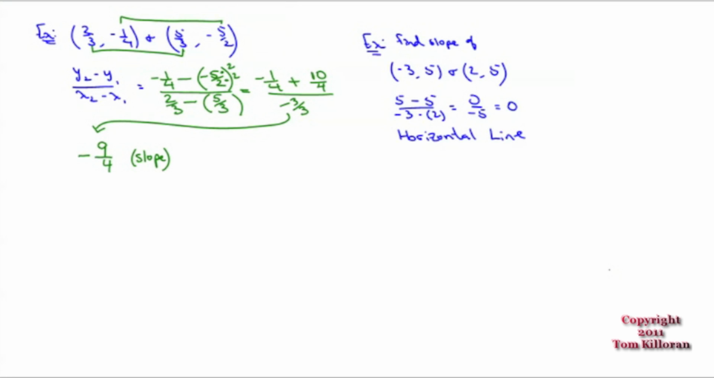If you were going to graph it, what would the equation of it be? What's not changing? The y. So y equals 5. So the equation of this line would be y equals 5. Because it's going straight across, it hits the y-axis right at 5, because it's never changing.